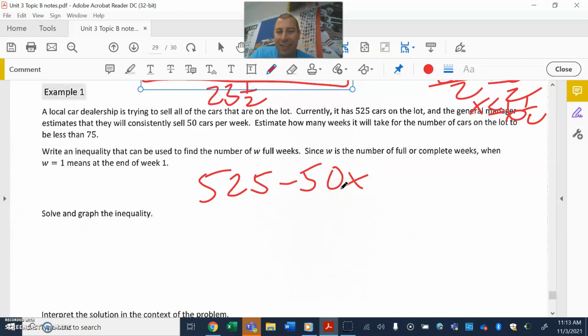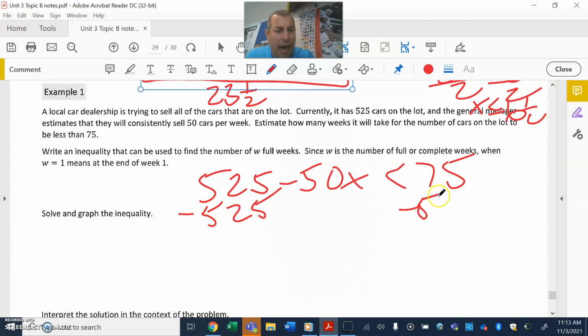All right. And I want it to be less than 75. So watch what happens here. Because when I subtract the 525 from both sides, I'm going to get a negative number. And at first, that's going to scare me a little bit. It's not going to make me happy at all. So negative, is that 450? Okay.